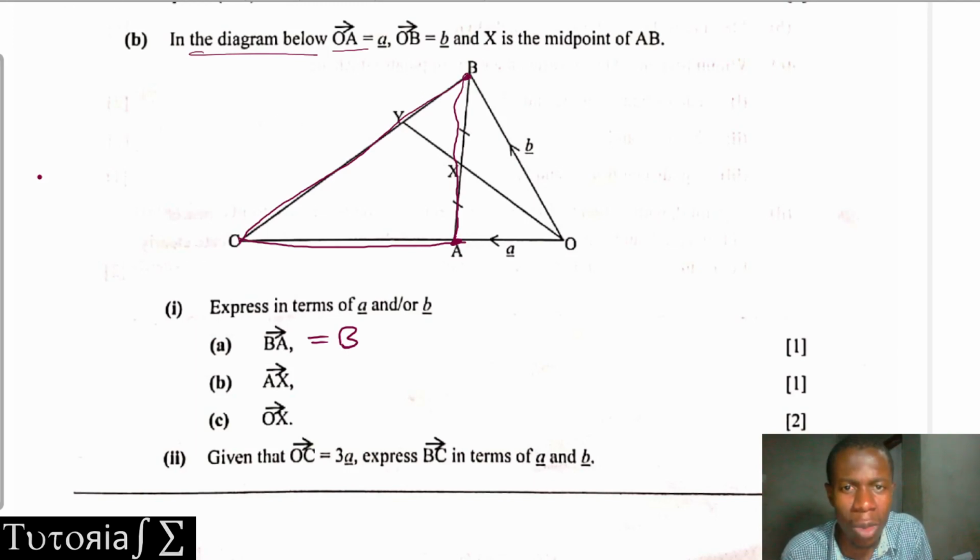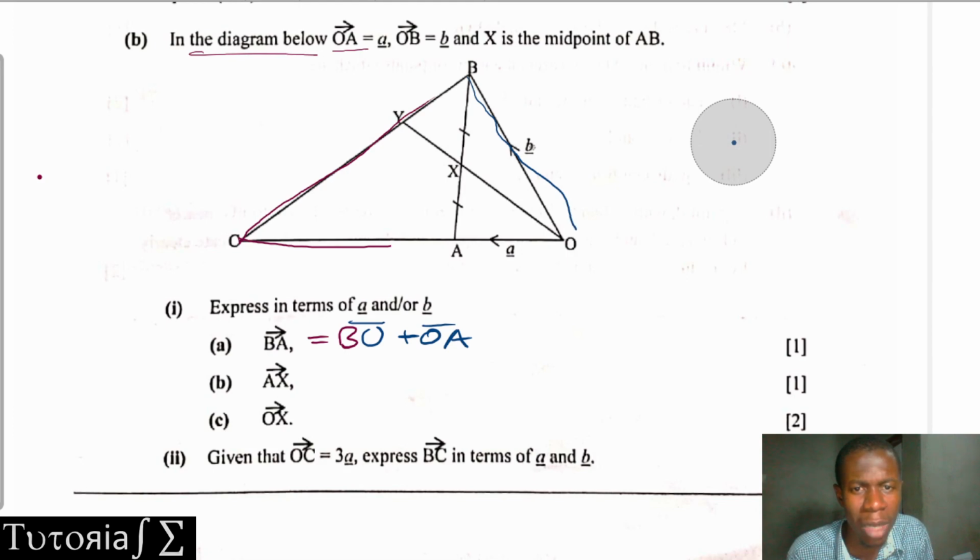So you can take this route B, O, because you know what this is. So BO plus OA. Now here, since you're going against the arrow, remember what we said, this will be negative. So this will be negative B plus OA, which is positive A. Okay, so you're done for that one.